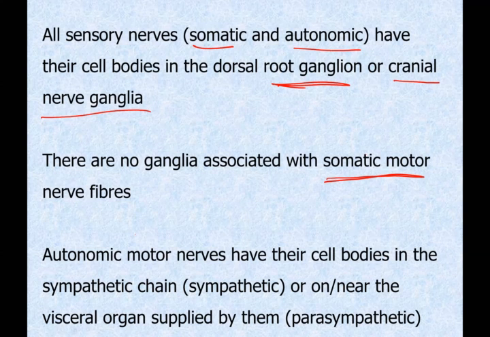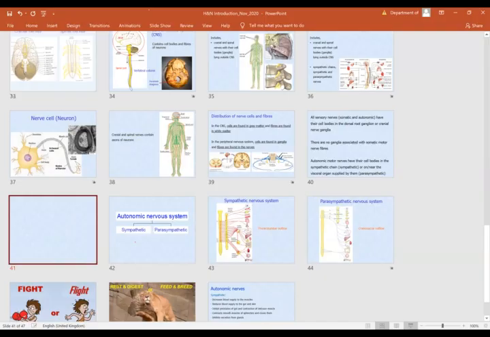Then autonomic motor nerves have their cell bodies in the sympathetic chain, if it is sympathetic, or near the visceral organs they supply when it comes to the parasympathetic nerves. I'll try to explain it.